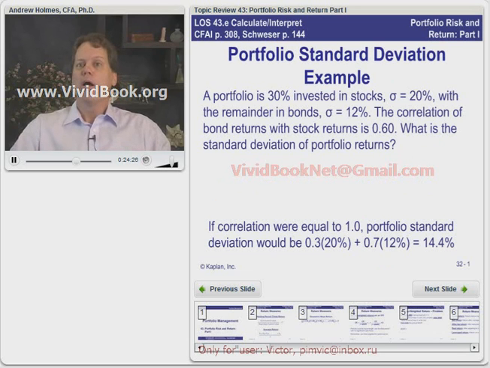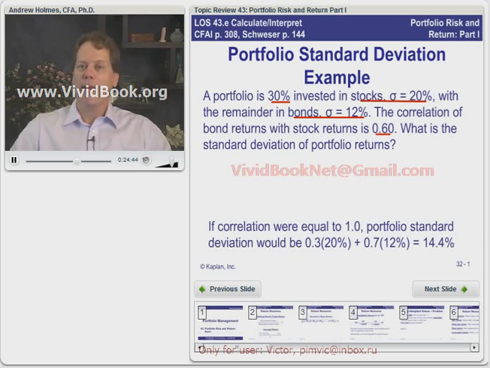All right? Okay, so portfolio standard deviation, a quick example. What we have here is a portfolio with 30% in stocks that have a standard deviation of 20%, the remainder in bonds with a standard deviation of 12%. The correlation of returns is 0.6. What is the standard deviation of portfolio returns?